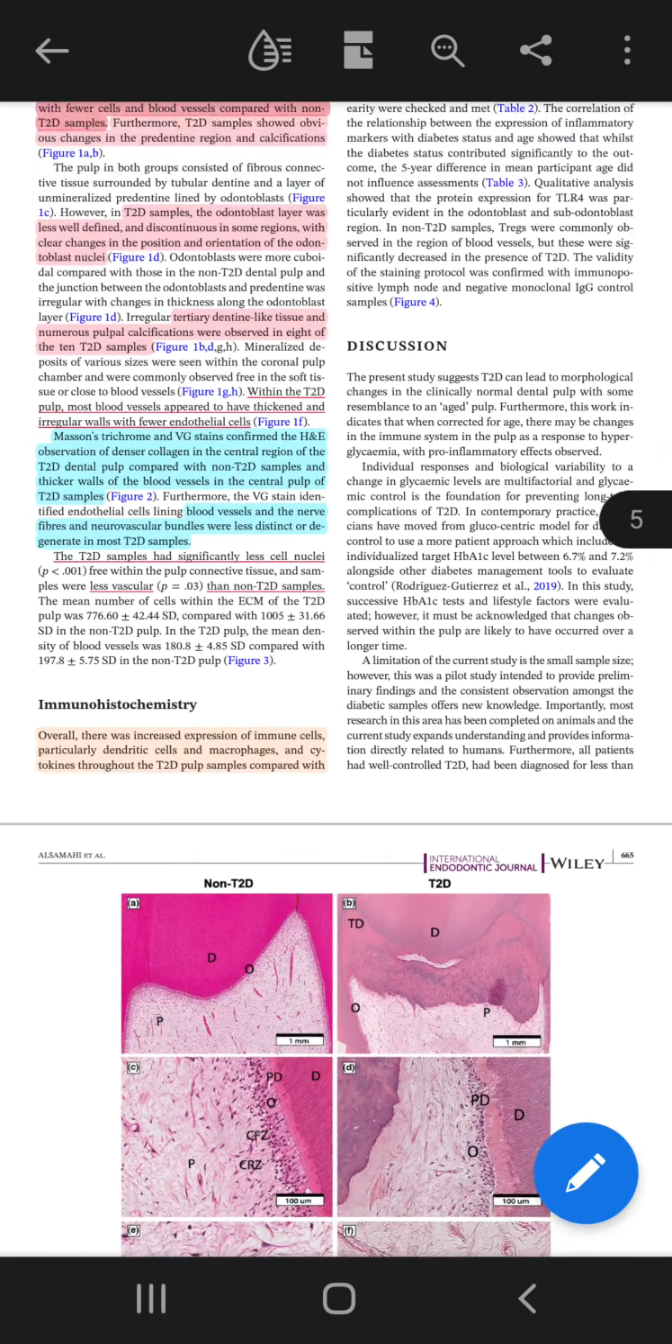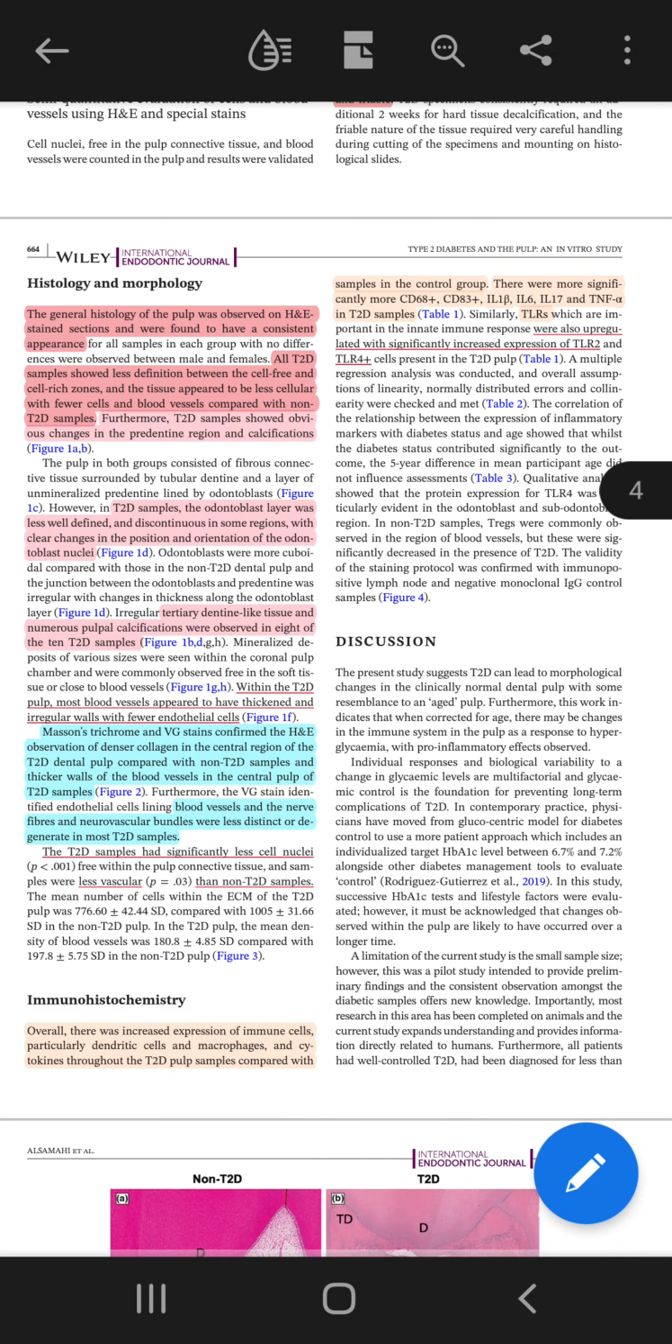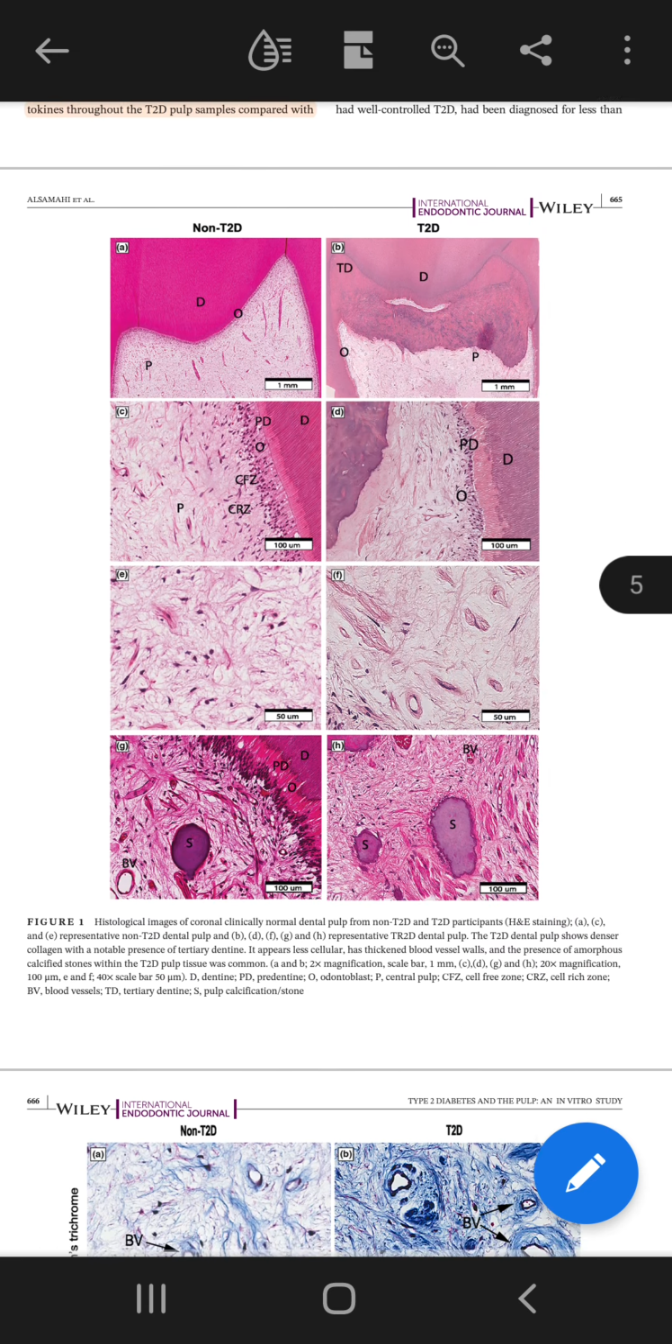For immunohistochemistry, it indicates that there is an increase in certain chemical mediators such as interleukin 1 beta, interleukin 6, interleukin 17, and tumor necrosis factor alpha. Also, toll-like receptors were upregulated significantly for type 2 diabetic patients.